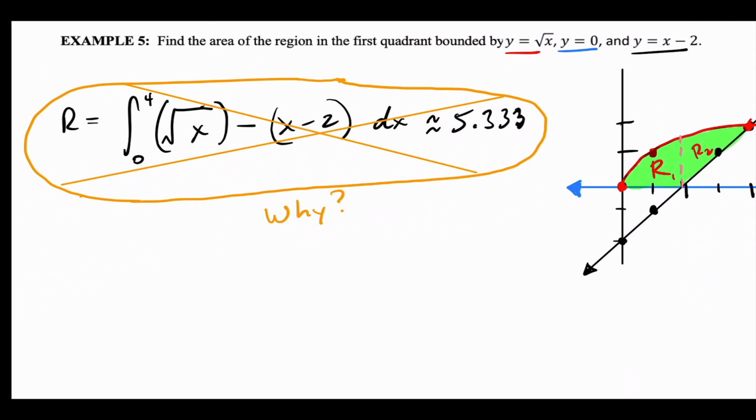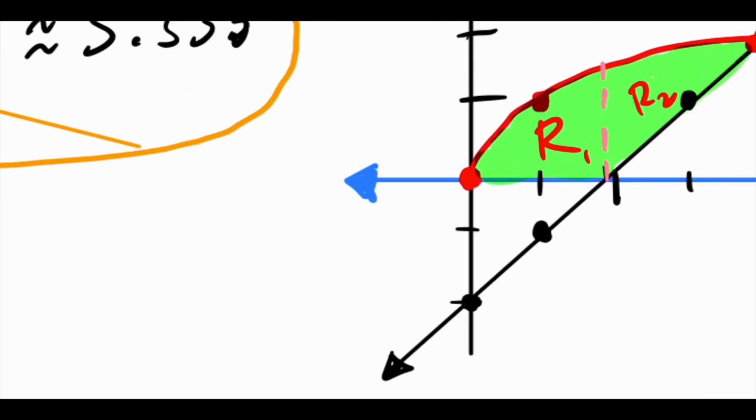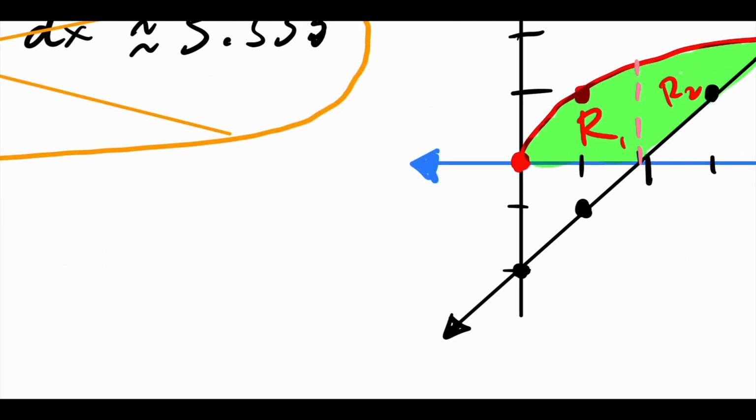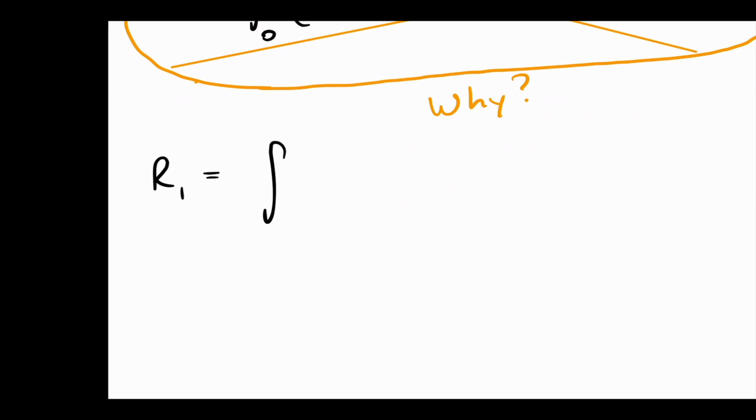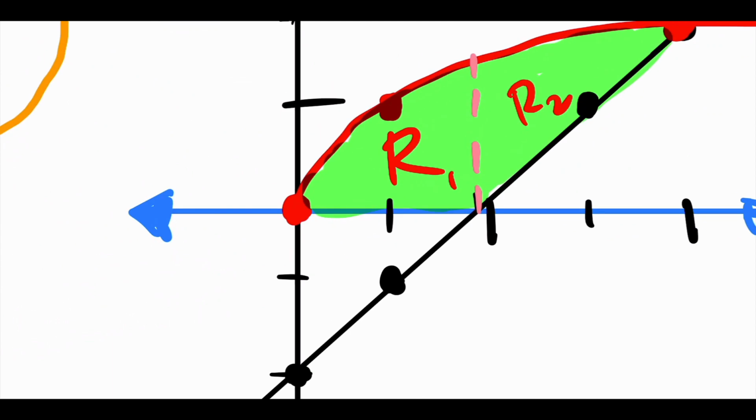How do we find the bounds of R1? Yes, you set the square root of x and 0 equal to each other. What's the easiest way to find the two bounds? What's special about that? Look at where they intersect.